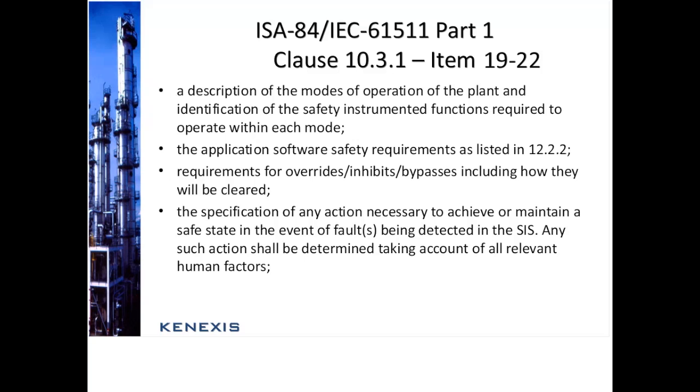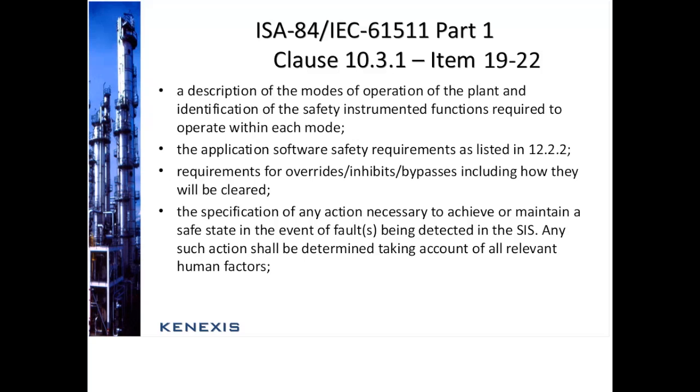Other times bypasses will come in handy is when you're doing full functional testing, that functional testing that's required to make sure that you meet your SIL targets at some type of frequency of testing interval. This information needs to be included.